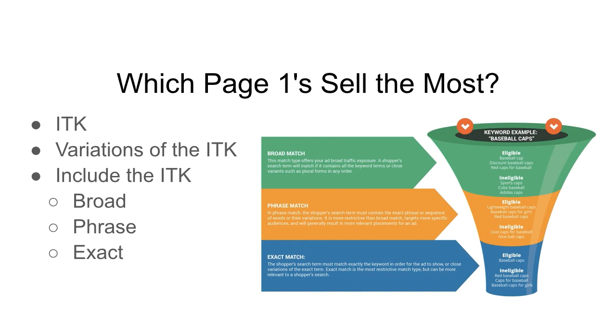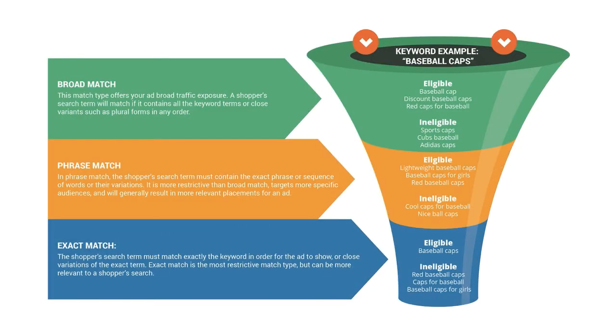In fact, let me make this just a little bit bigger so you can see it. There you go. Now, in addition to the phrase match, there's also broad match, and this match type gives you, as it says here in the slide, broad traffic exposure. But what it really means is that the word baseball and the word caps can appear anywhere in the search, in any order, and the algorithm would still find it relevant. So caps for baseball, for example, or what you see here is discount baseball caps. Okay, that would be a broad match. Red caps for baseball. The word caps and the word baseball are not in the correct order, but it's still broadly relevant. It's a broad match.